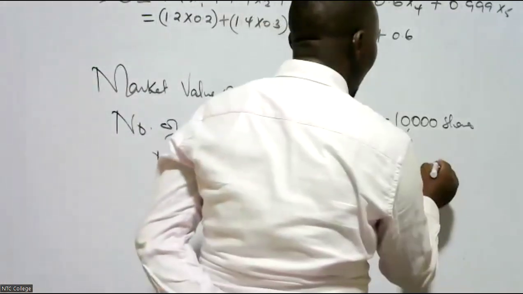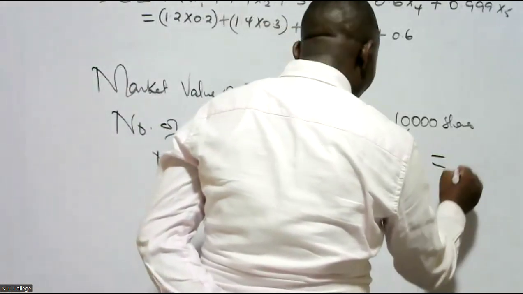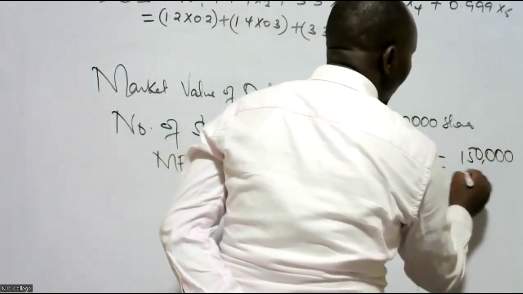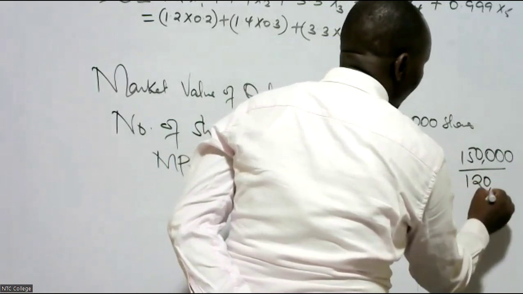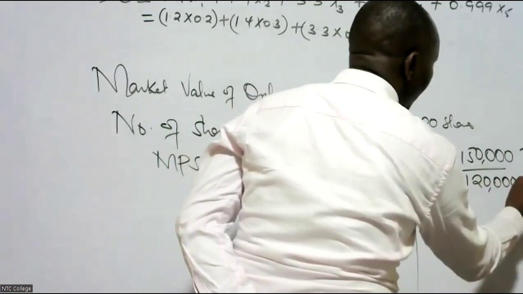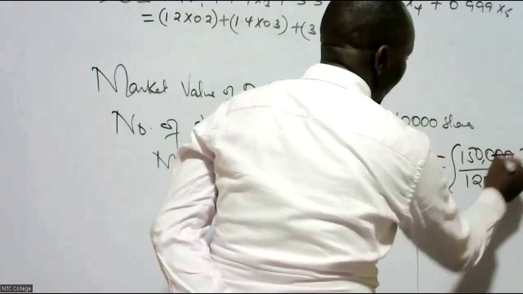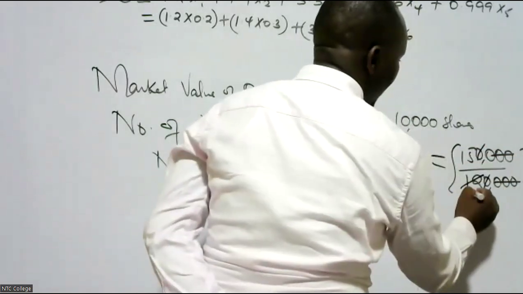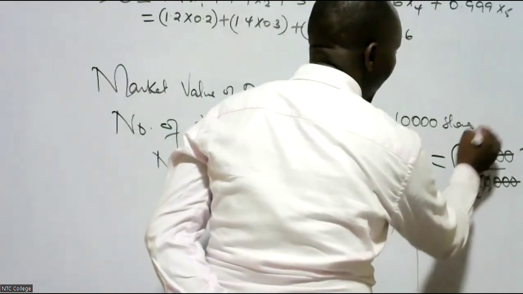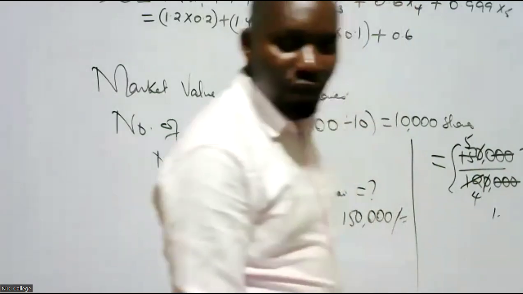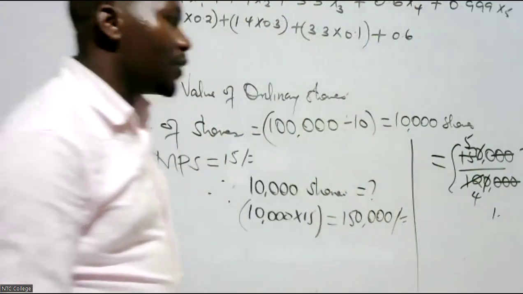Therefore, our answer should be 150 all over 120. What do you get? This one you do like that, 3 goes here 4, 3 goes here 5. 5 divided by that, you get 1 point what? 1.25, right?